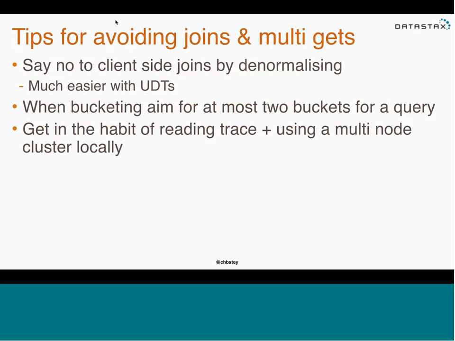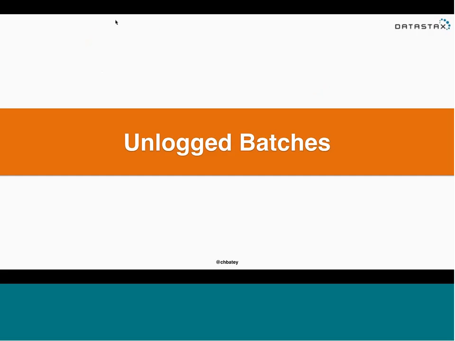So that's it for client-side joins and multi-partition queries. So the takeaways are, we need to denormalize. We need to put things into user-defined types rather than separate tables. And what I find, and this is going to be a trend throughout this entire webinar, is I'm going to show trace. Because if you're using a multi-node cluster and you're constantly looking at trace, you'll be able to identify when your queries are using too many nodes. And that's where you can predict that these queries won't scale.